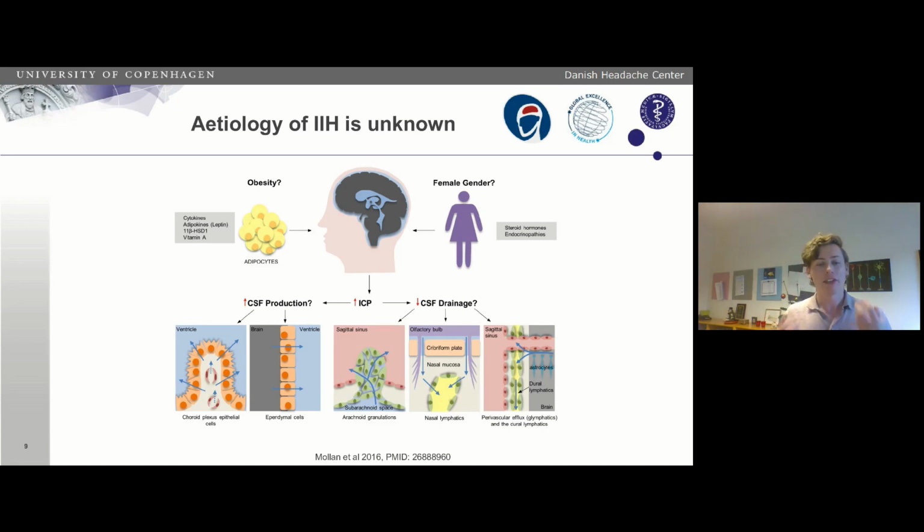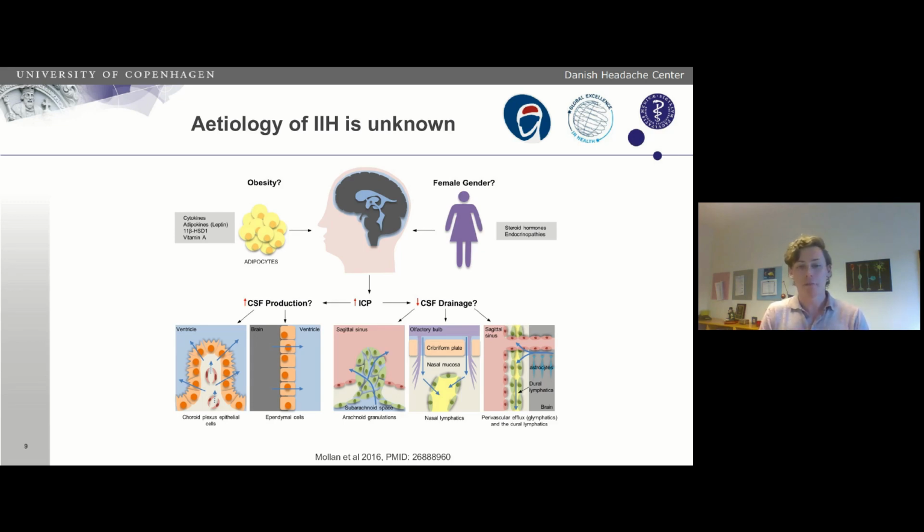So as the name suggests, the etiology of IH is unknown. It's a disease of obesity. So is it something to do with the adipose tissue? Is it associated with hormones to do with obesity? Or is it something else? Is it female gender? So is it female-specific steroid hormones? Is it a female-specific endocrinopathy? We don't know.